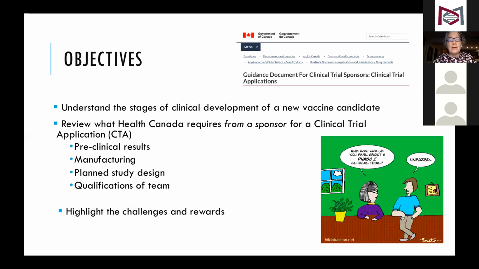So the objectives of my talk are to understand the stages of the clinical development of a new vaccine candidate, and then review what Health Canada requires from a sponsor for a clinical trial application. That will include the preclinical results, everything to do with manufacturing, the planned study design, and the qualifications of a team. And I've just put in italics there, from a sponsor.